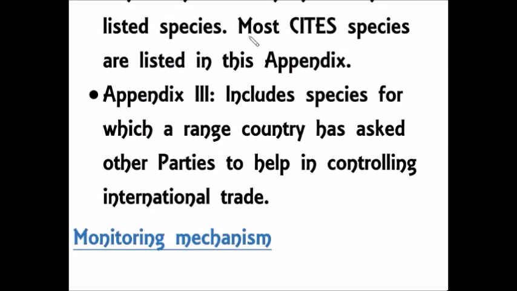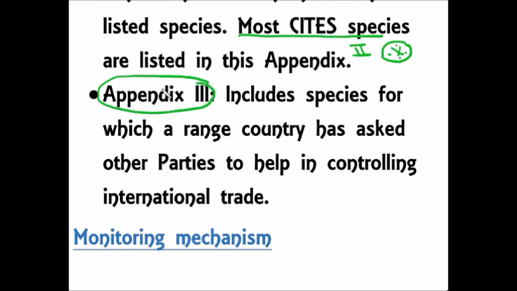Most of the CITES species are listed in Appendix 2. It's an important prelims point. Most of the CITES species are placed in Appendix 2. Then what about Appendix 3? Appendix 3 is somewhat different.